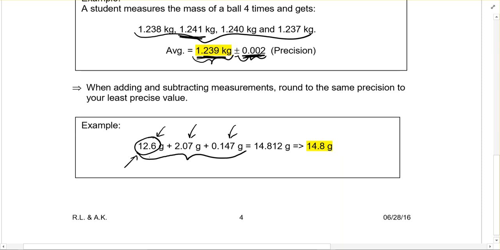So if you added all these three numbers up, you'd get something like this, with 8.12 on your scale, if that's what it was, right? Showing that you're like really precise there. But then what you have to do is go back to your least precise value. So just one decimal place there because 12.6 was the least precise.